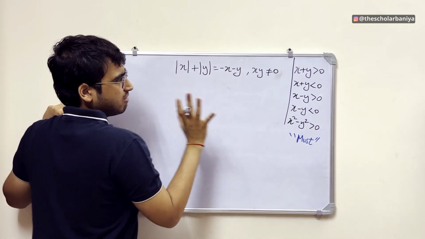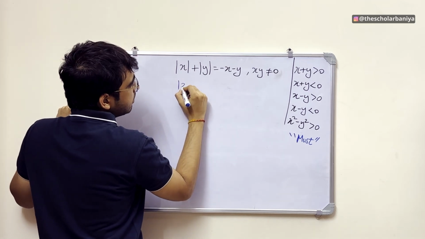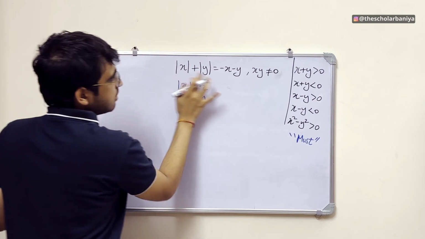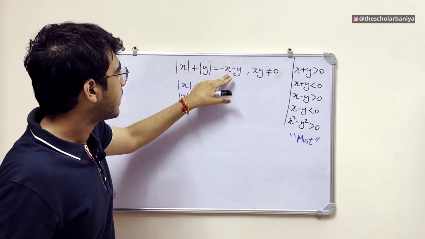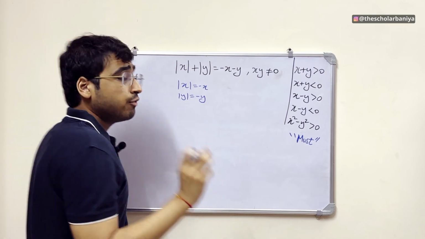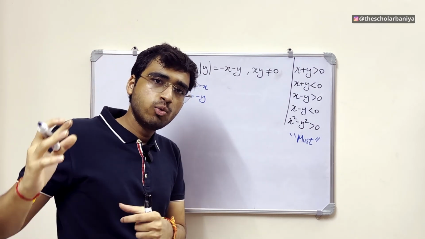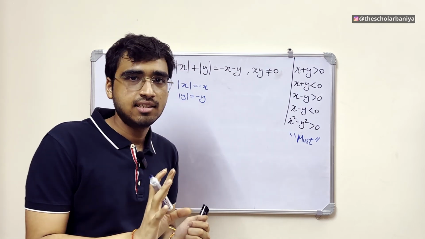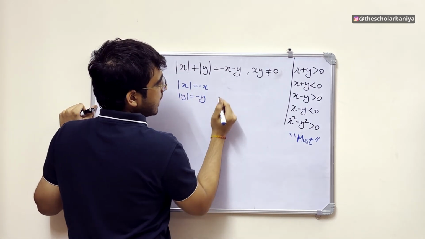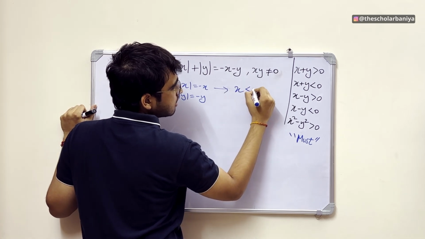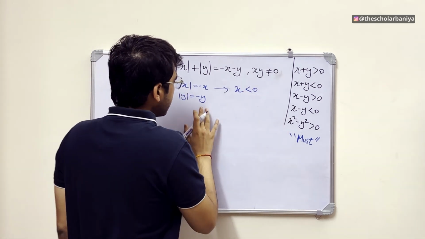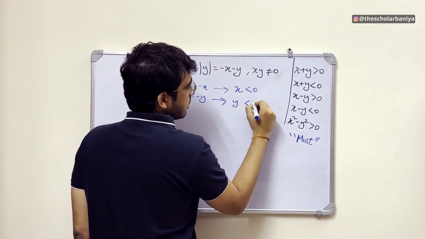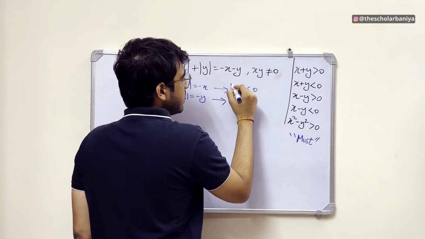Firstly, |x| + |y| = -x - y, so we can break this down: |x| = -x and |y| = -y. We also know that |x| = x when x is greater than 0, and |x| = -x when x is less than 0. So if |x| = -x, this means that x is less than 0. Similarly, if |y| = -y, that means y is less than 0. So these two things are for sure.